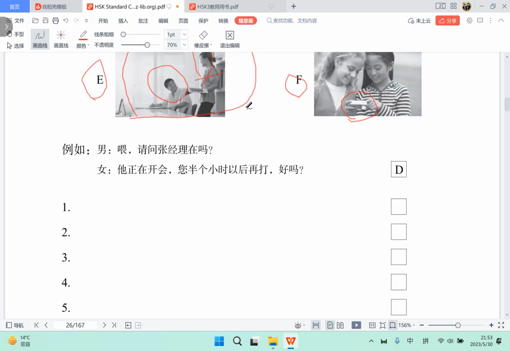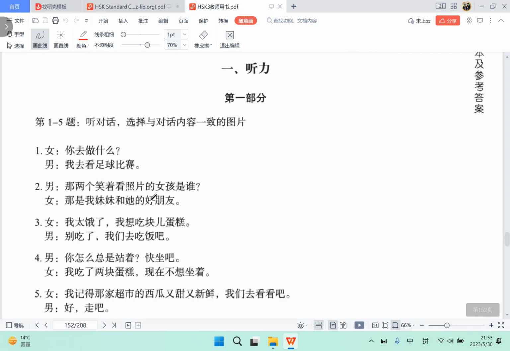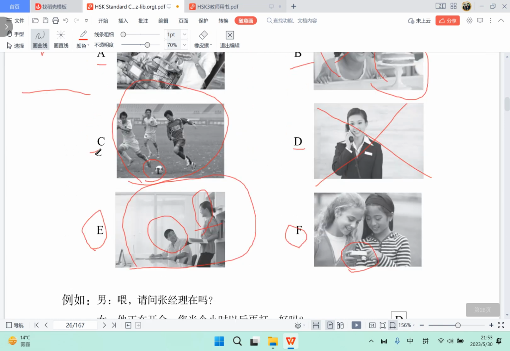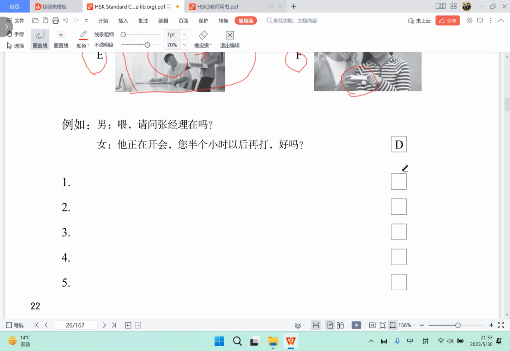Okay, we're going to check the audio script of the conversation. First one, 第一个. 女: 你去做什么? So what are you going to do? And the reply is 我去看足球比赛. I'm going to watch a football game. So the first one should be C, right? So 第一个题我们选 C.